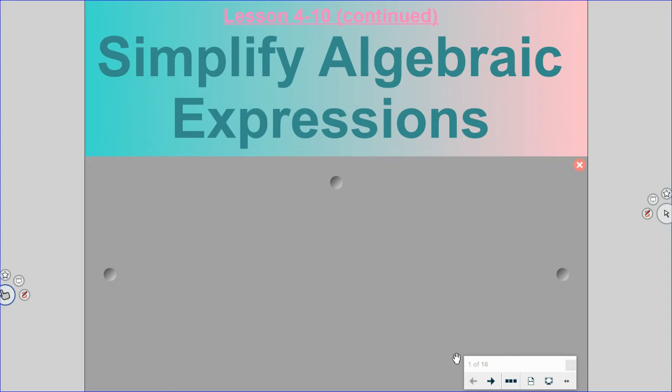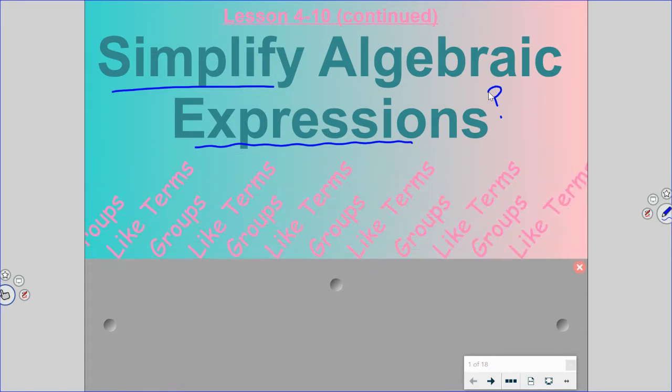Chapter 4, Lesson 10, to be continued, right? Simplify algebraic expressions. Oh, we're going to take a step back. We are not going to be working on equations. We're not going to be trying to find some solution. We're simply going to simplify algebraic expressions.